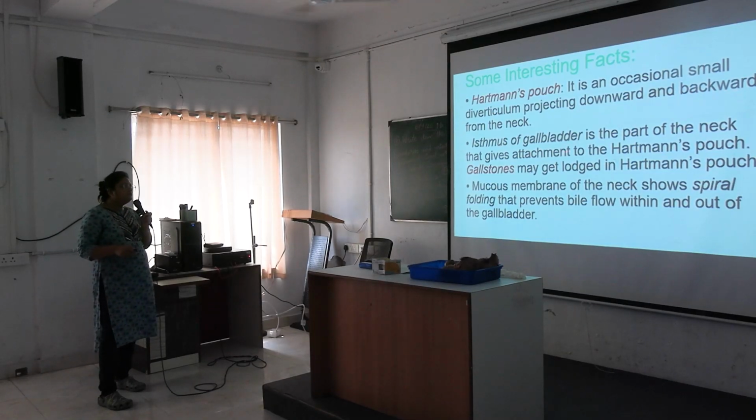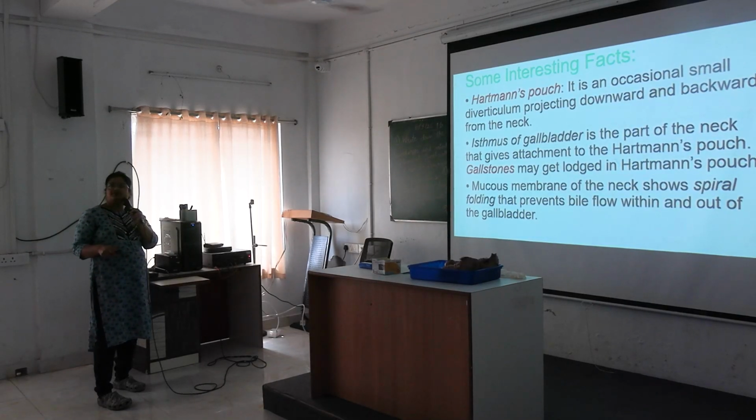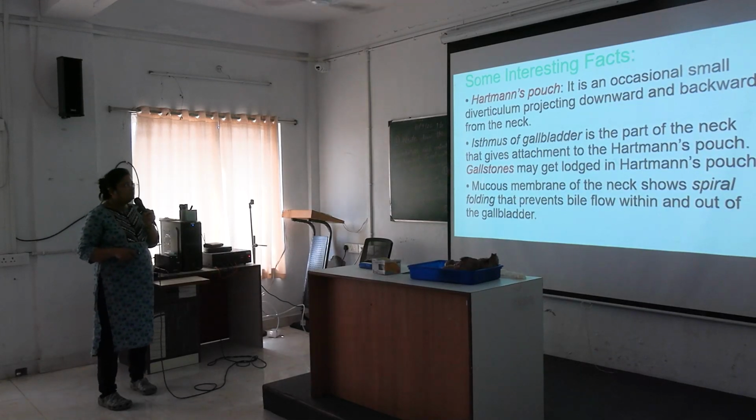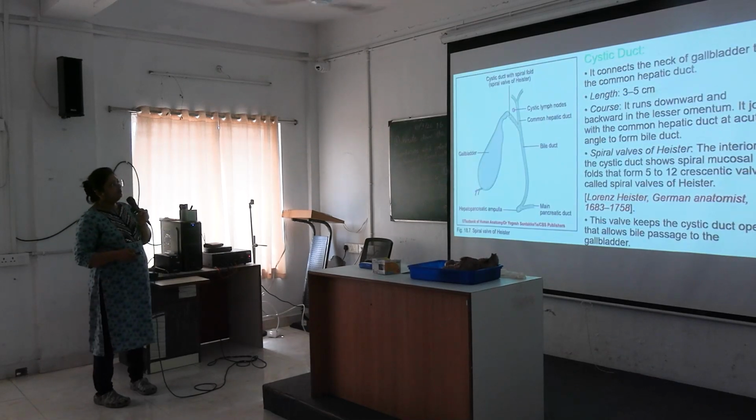And what is isthmus of gallbladder? This is the part of neck that gives attachment to the Hartmann's pouch, and gallstone may get lodged in the Hartmann's pouch. Mucous membrane of the neck shows spiral folding, and that prevents the bile flow within and out of the gallbladder. Next we are going to the cystic duct.